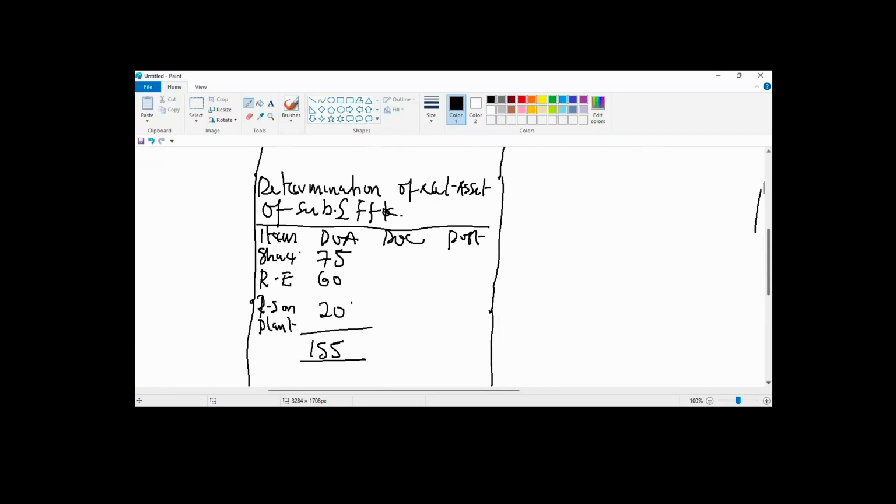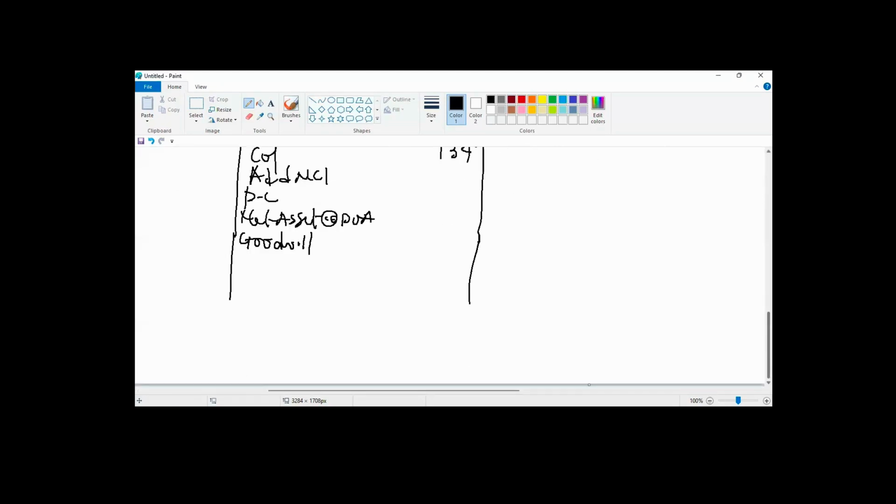What is the group structure? Parent is 80, NCI is 20%. I'll go to the group B calculation. NCI: 0.2 times 155. 0.2 times 155, what does it give us?